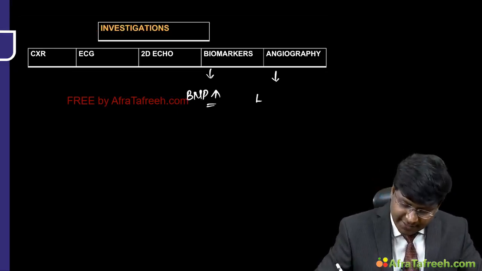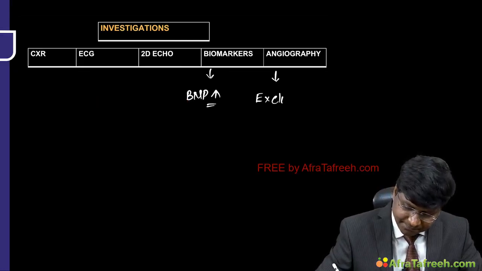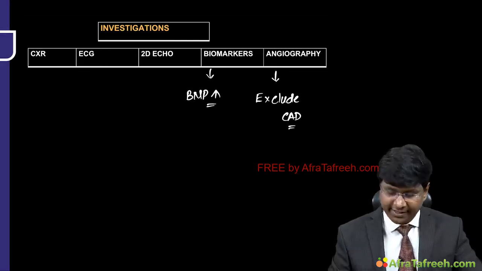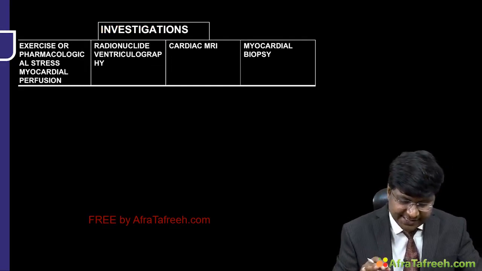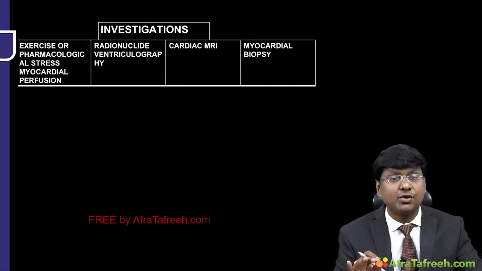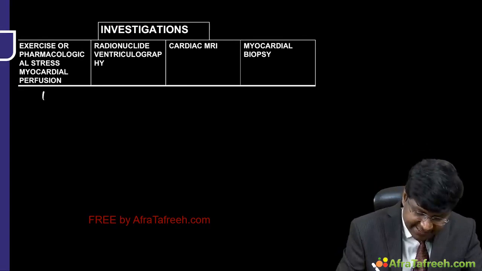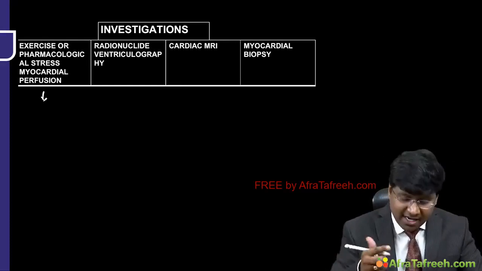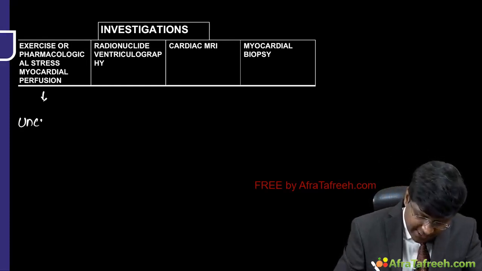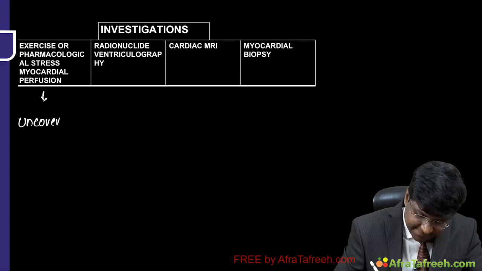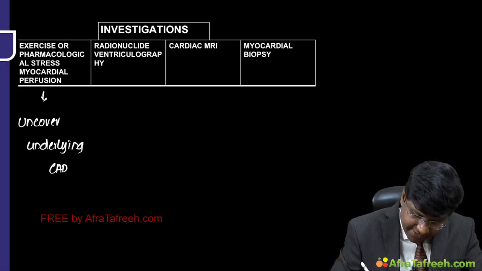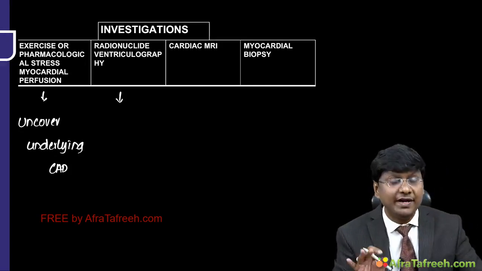So angiography is being done mainly to exclude coronary artery disease, right? Next important investigation is the exercise or pharmacological stress myocardial perfusion. So the exercise or pharmacological stress myocardial perfusion will uncover the underlying coronary artery disease, right? Next important is the radionuclide ventriculography.